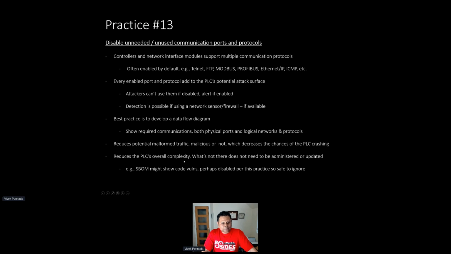And overall, the PLC complexity is also decreased, right? You don't have to administer some code that's not used. You don't have to update the firmware, for example, if that particular vulnerable code is not in use. You hear a lot about these SBOMs these days, software bills of materials. Let's say you do in the future have access to all the different code that's used in that particular firmware version, and you recognize that you've disabled that code because you're not using it. That is probably less of a headache for you because you don't have to update that vulnerable code. You don't have to keep it up to date.